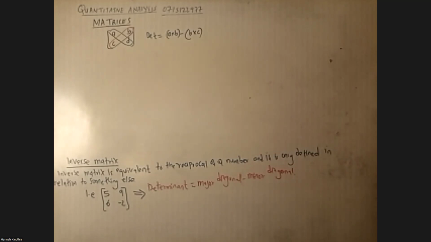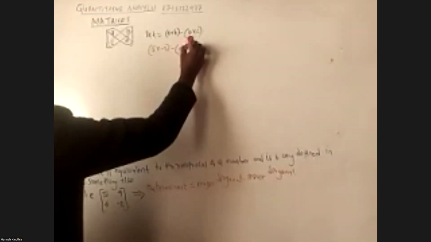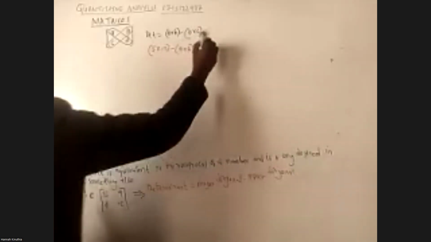So let us start with ours here. We know it is 5 times minus 2, minus 9 times 6. How much does it come to? This is equal to negative 64.